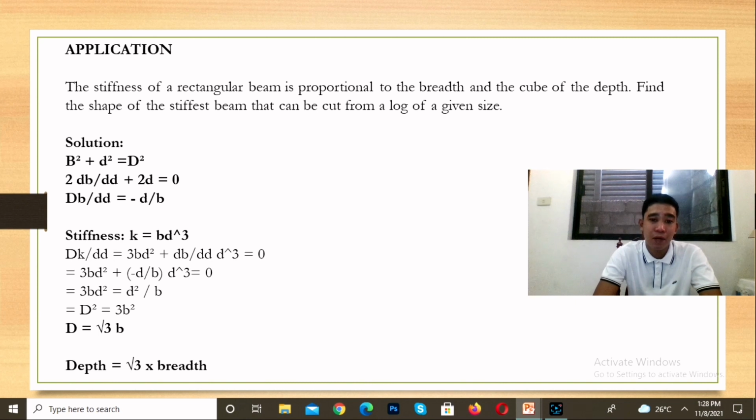Kasi sabi sa problem, that it is proportional to the breadth and the cube of the depth. So para makuha mo yung depth, i-times mo yung square root of 3 times breadth.